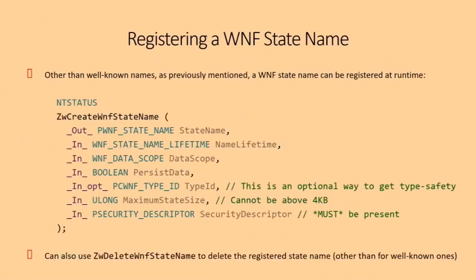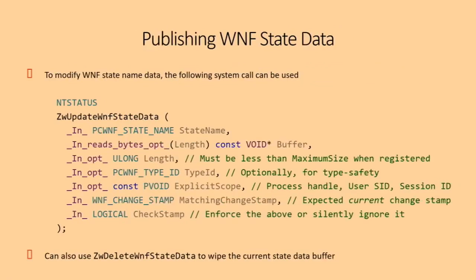To register names that are not well-known names, there's a nice little API, a system call, create WNF state name. You pass in the lifetime, the scope, whether or not data should be persisted, the size, a security descriptor. It goes in the registry, or if it's temporary, it doesn't, and then it creates this name for you. If you want to get rid of it at some point, you call ZW delete WNF state name, and this will get rid of it.